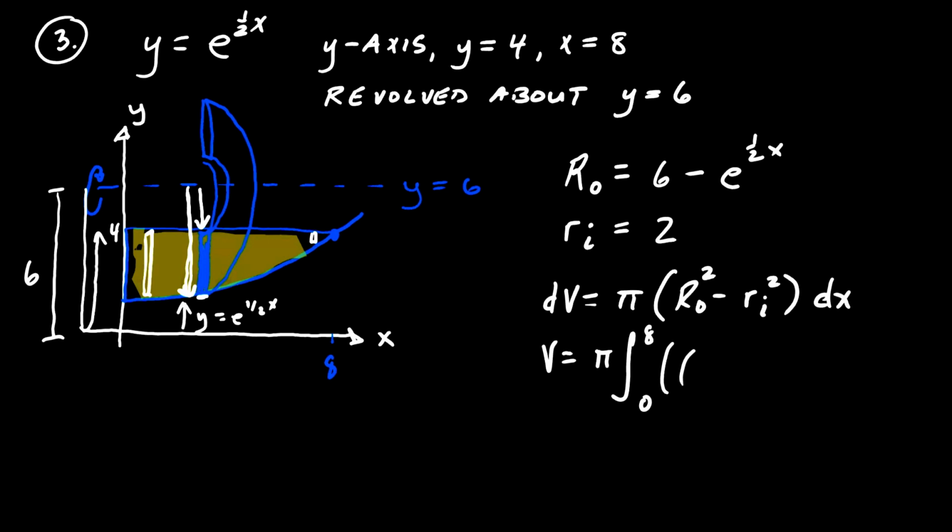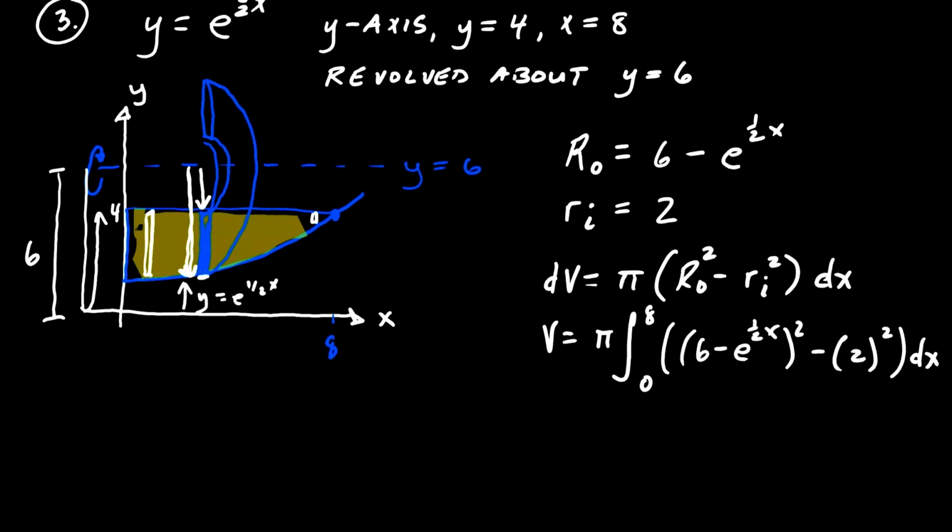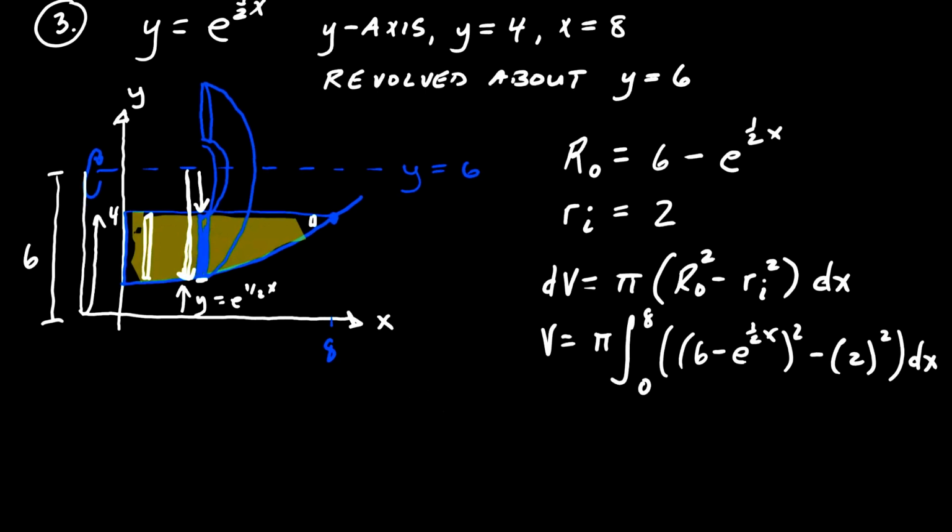Our outer radius was identified as 6 minus e to the 1/2 x, that will be squared, minus our inner radius, which was 2, also squared, with our thickness of dx. Now again, we can simplify this and solve this by hand, or we can use a program to solve it. Let's write it out over here. If we were to simplify this, this would become V equals pi, integral from 0 to 8.